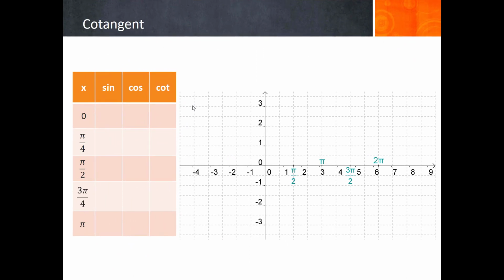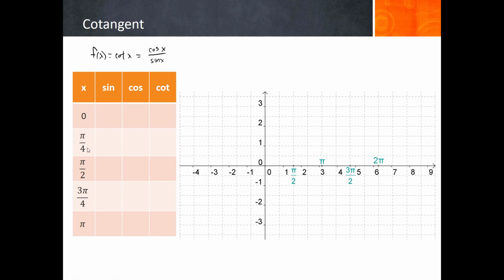All right, the last one we need to look at here is cotangent. And again, we're going to follow the same process here. We know f of x is going to be cotangent of x. And we're going to think of cotangent in terms of cosine over sine. So let's run through it.